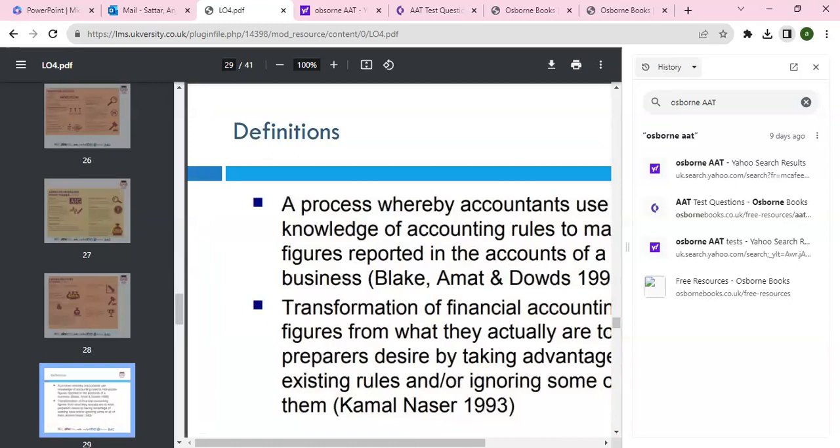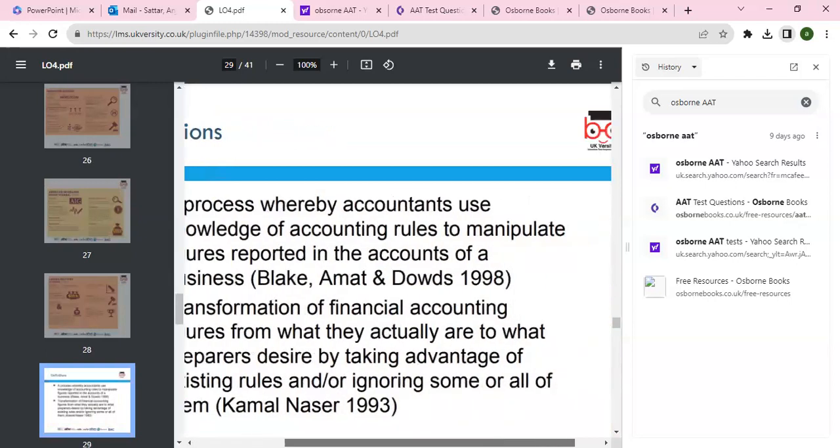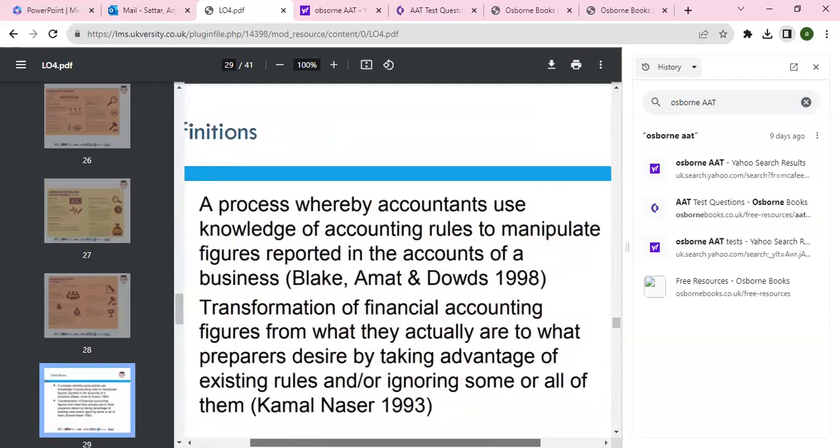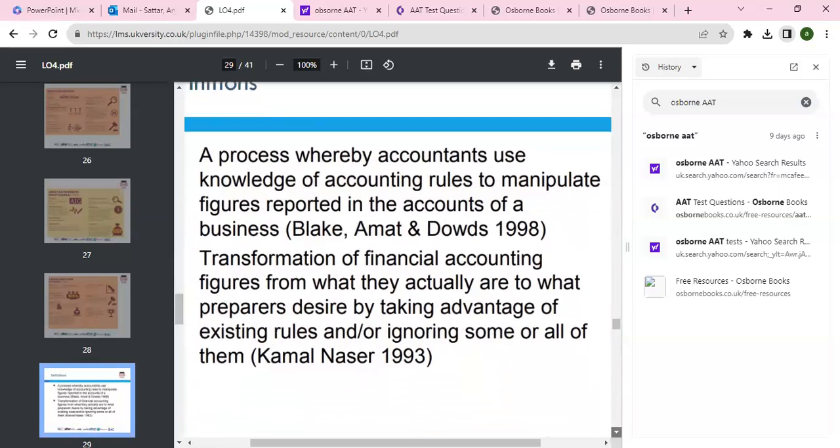Yes, so with all these, creative accounting is the process where the accountant uses the knowledge of accounting rules to manipulate the figures. That's the biggest issue we have. It is the transformation of the financial accounting figures into what the preparer desires, by taking advantage of the existing rules and ignoring others. That's what we need to look at.